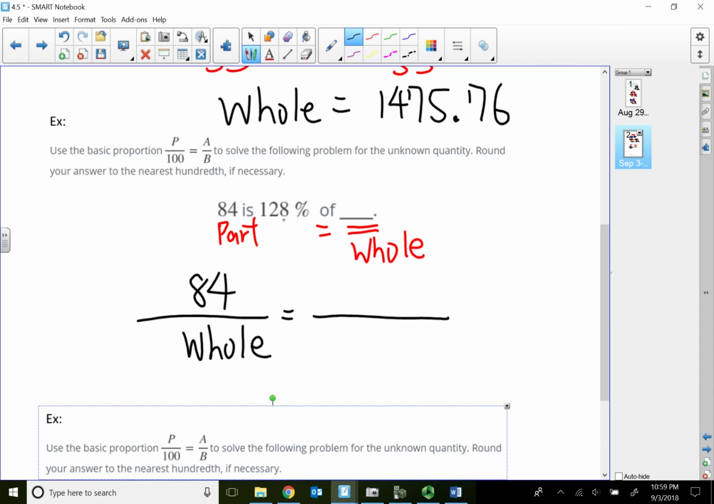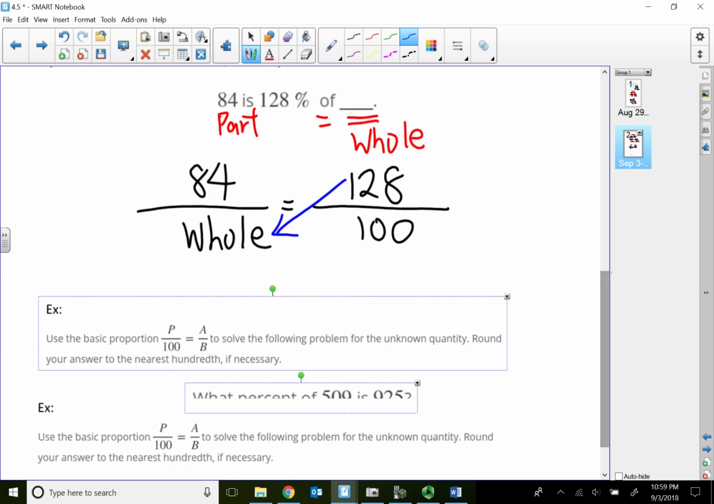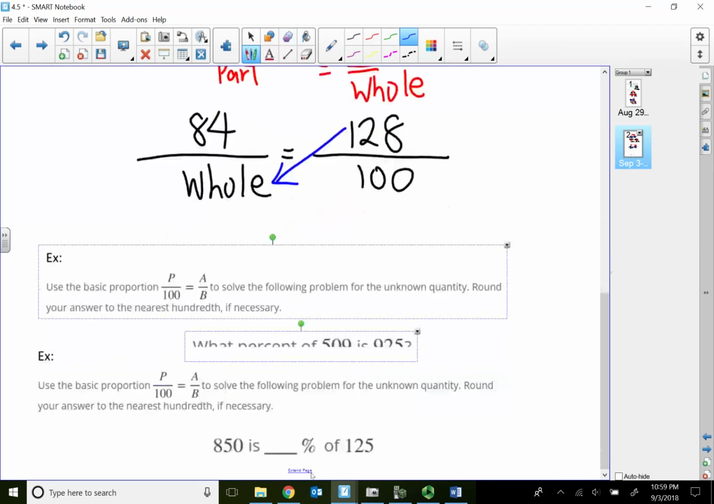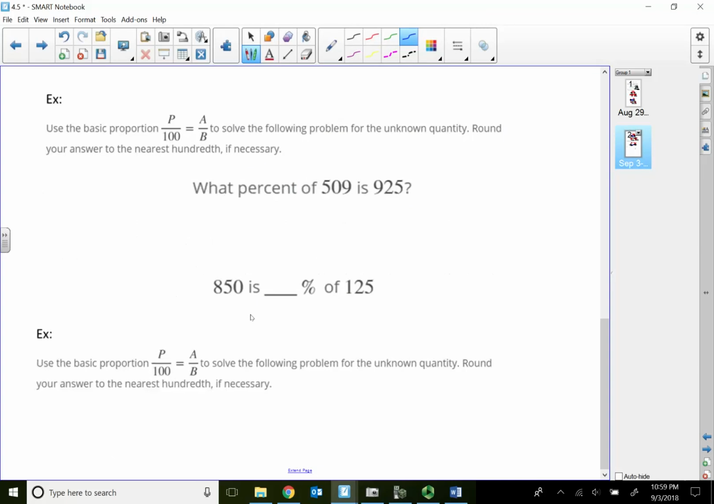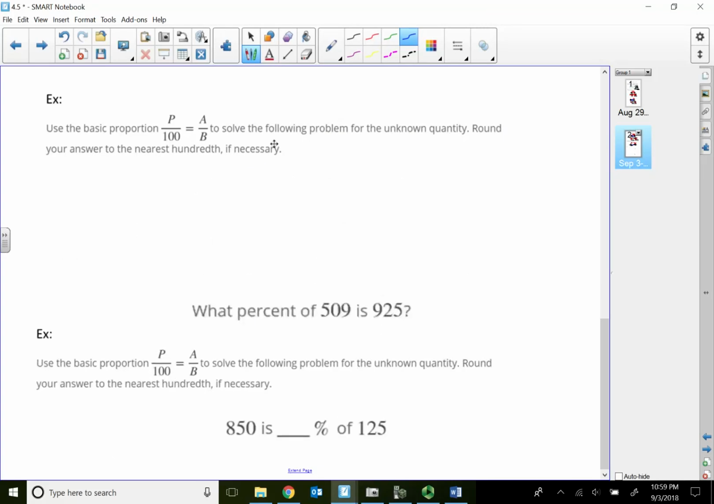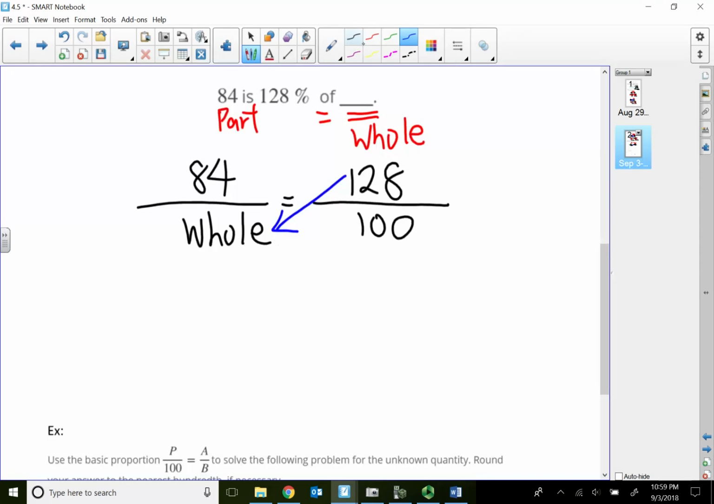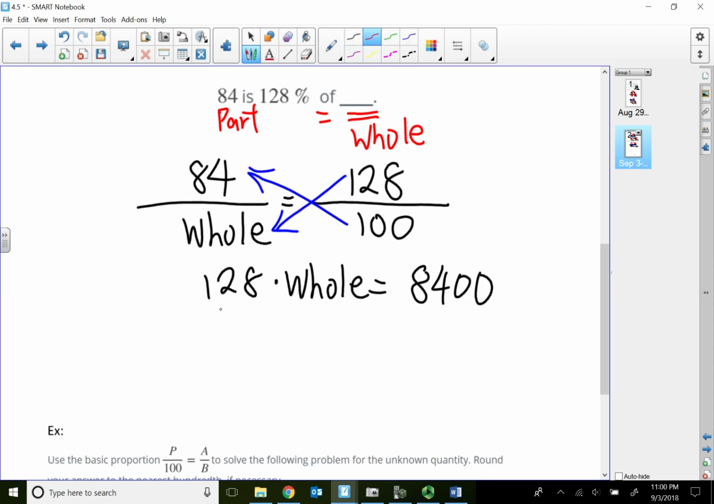Set it equal to 128%, which is a percent, so we will write 128 over 100. And again, I can use my cross product. 128 times the whole, set equal to 84 times 100, which is 8400. All right. Divide both sides by 128 to get the whole by itself.